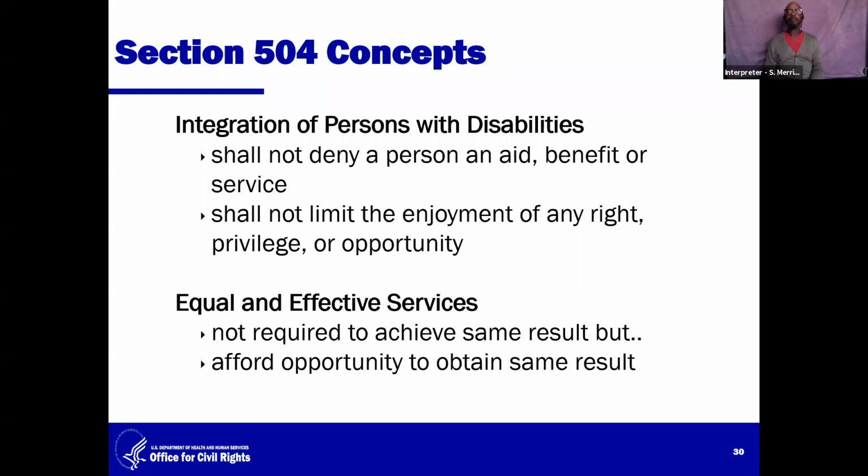So some Section 504 concepts include that a person shall not be denied an aid, benefit, or service, and that entities shall not limit the enjoyment of any right, privilege, or opportunity. It also requires equal and effective services. They're not required to achieve the same result for individuals with disabilities, but they must afford individuals with disabilities the opportunity to obtain the same results as individuals without disabilities.